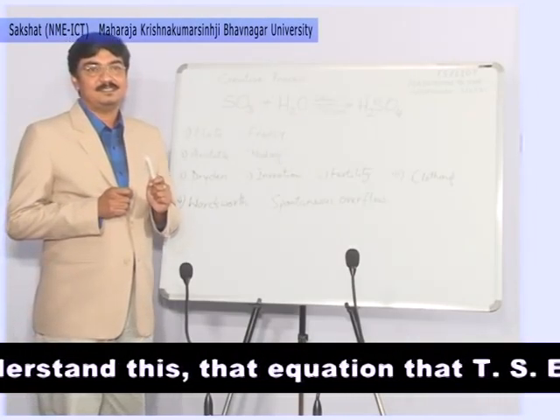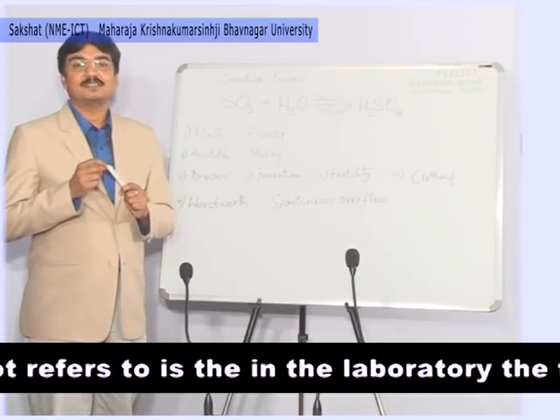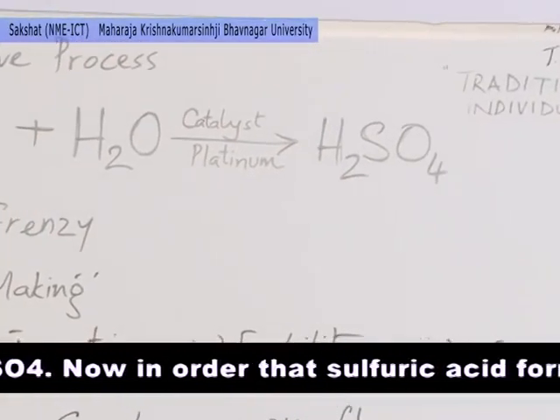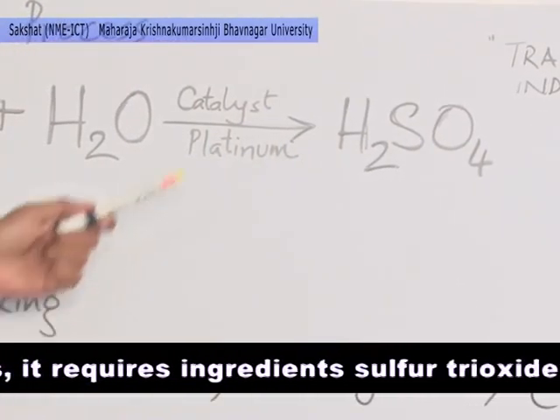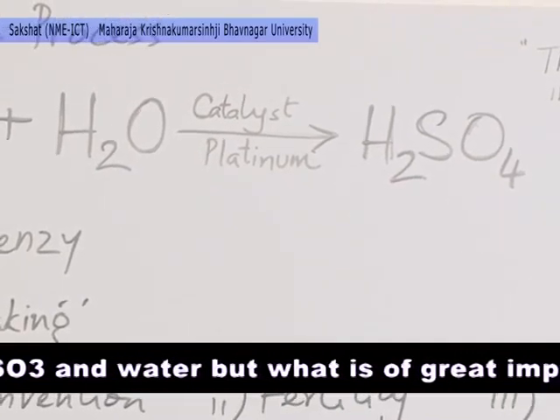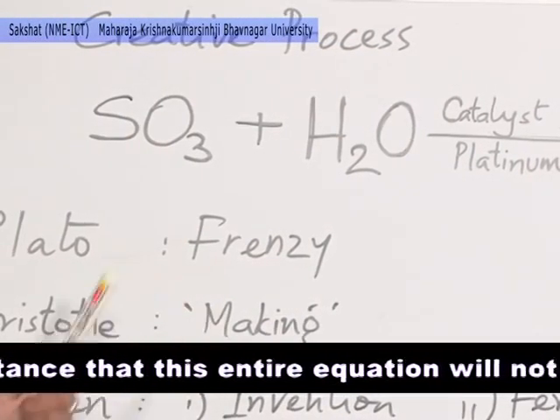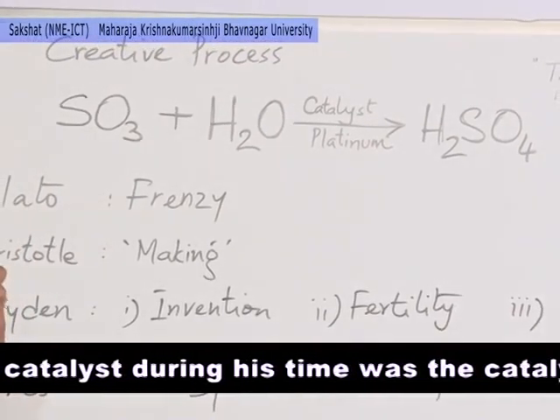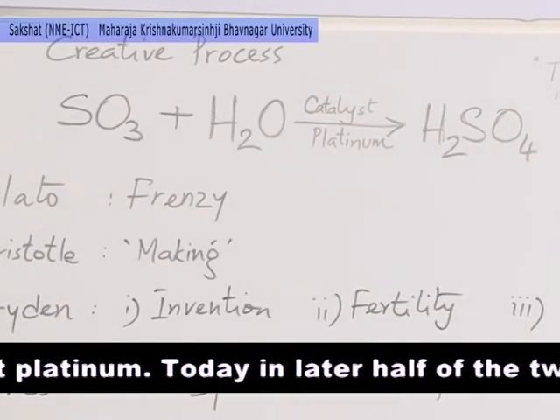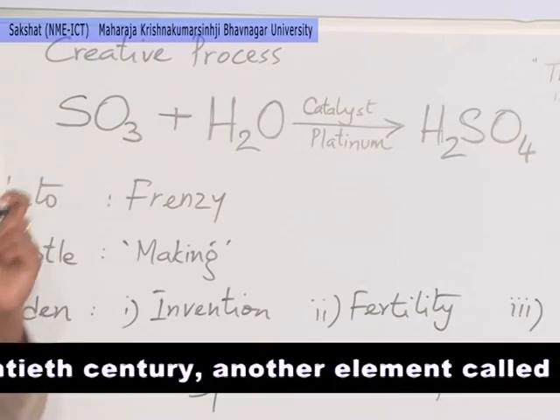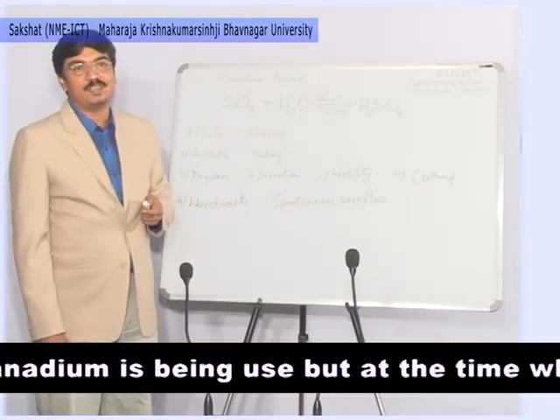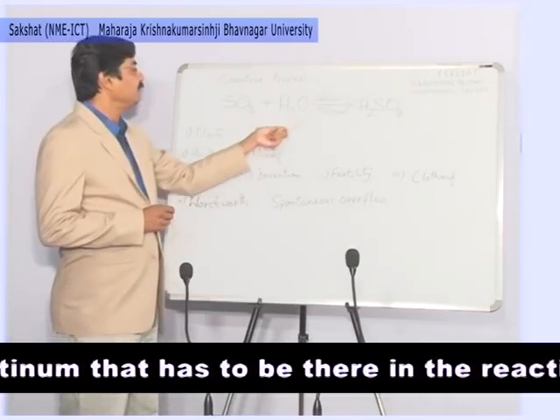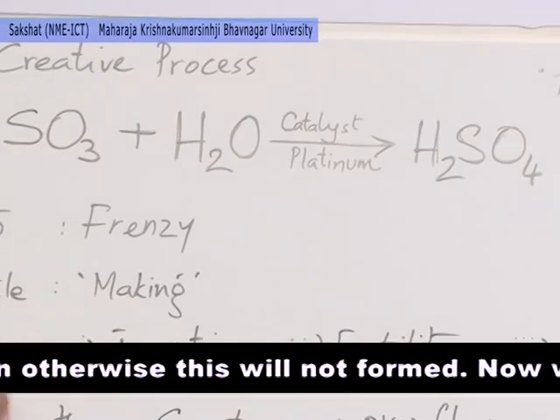The equation that T.S. Eliot refers to is, in the laboratory, the formation of sulfuric acid, which is our H2SO4. Now in order that sulfuric acid forms, it requires the ingredients sulfur trioxide, SO3, and water. But what is of great importance is that this entire equation will not take place if there is no catalyst. Now, the catalyst during his time was platinum. Today, in the later half of the 20th century, another element called vanadium is being used, but at the time when Eliot is mentioning, this is a strip of platinum that has to be there in the reaction, otherwise this will not form.